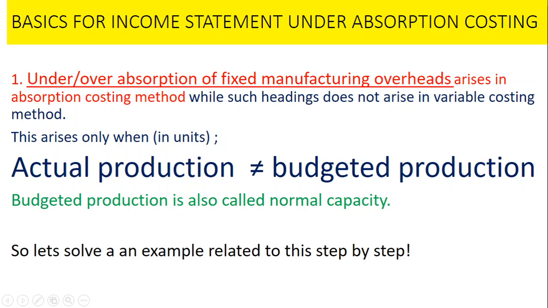Basics for income statement under absorption costing. While making your absorption costing statement, you might have to adjust the under or over absorption of fixed manufacturing overhead. Now this heading arises only in your absorption costing statement. It does not arise in the variable costing statement. In the absorption costing statement, it arises only when your actual production is not equal to budgeted production. We'll be doing this in this example. Budgeted production is also called normal capacity.